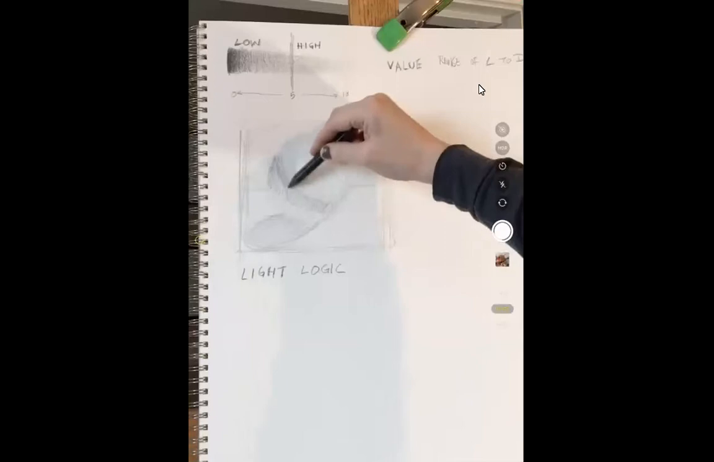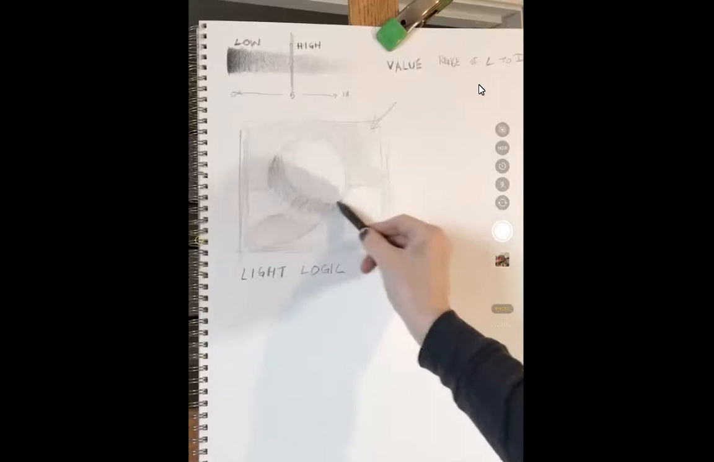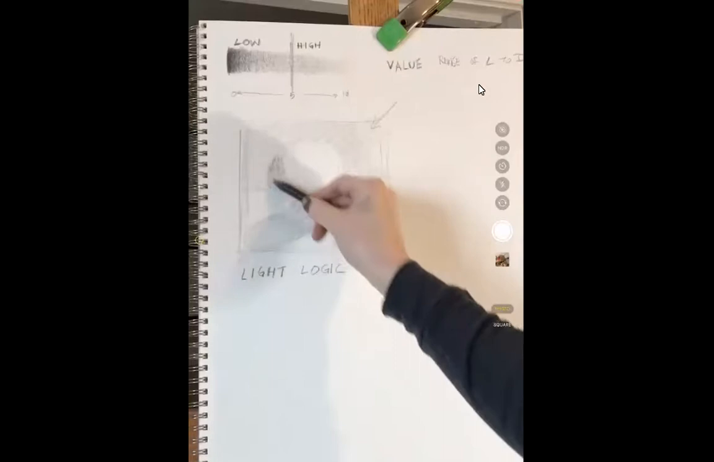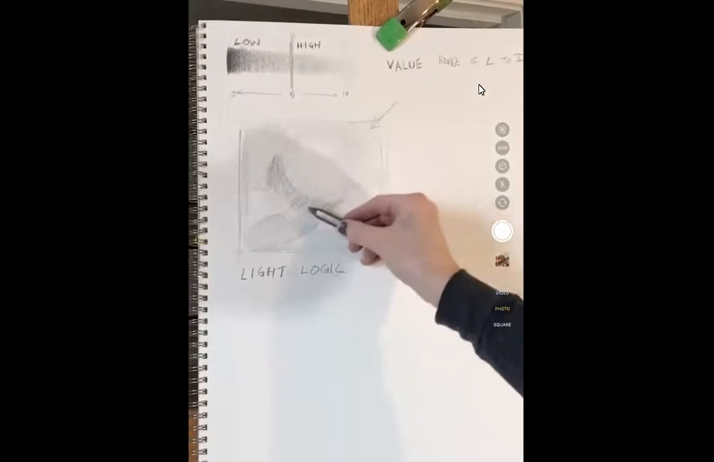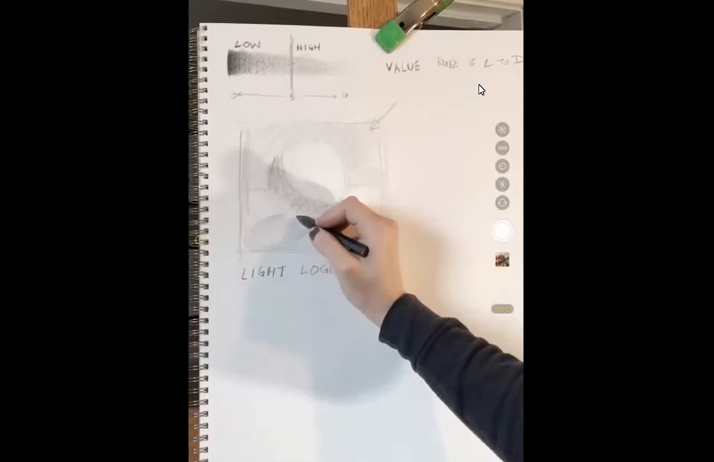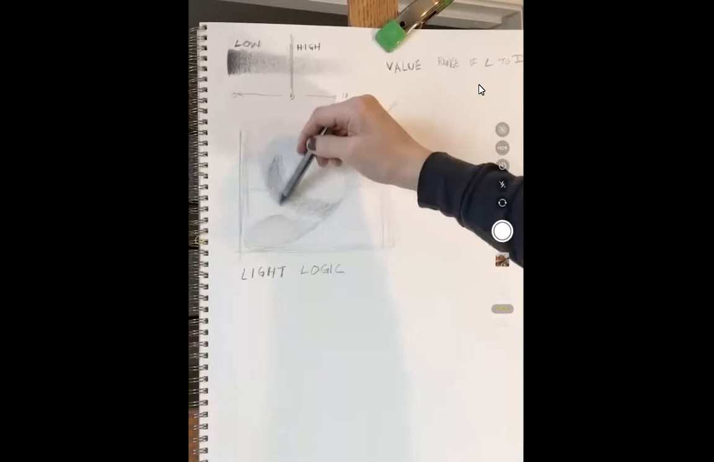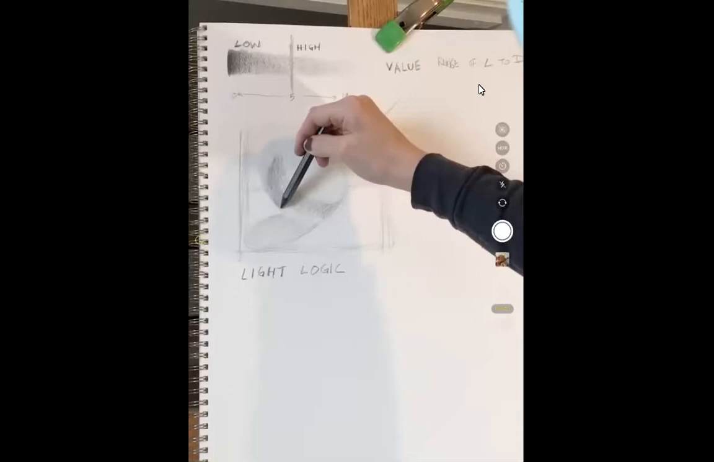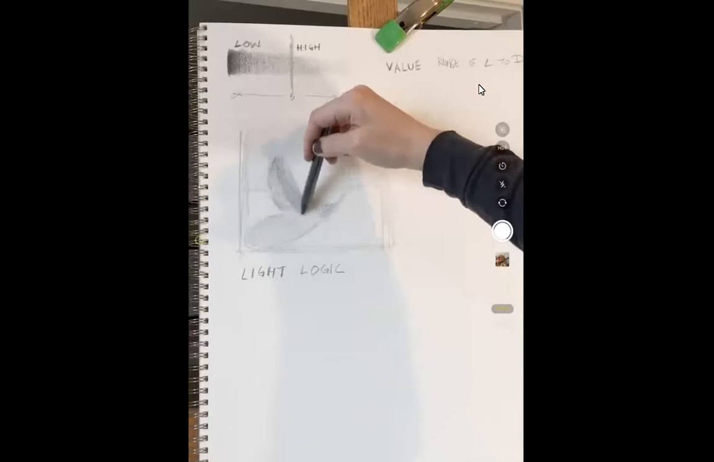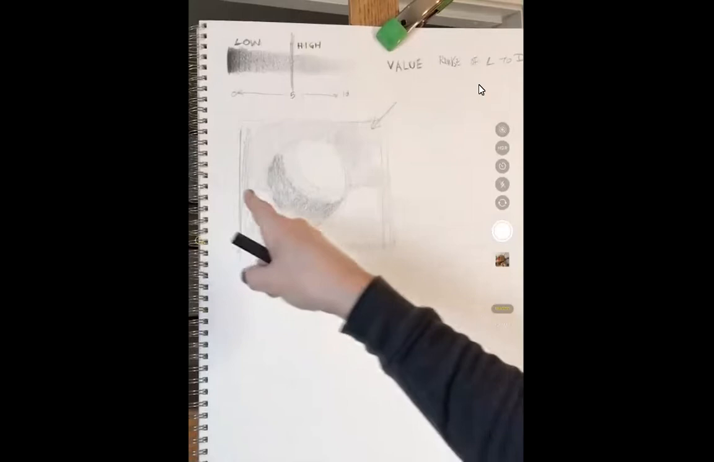Don't take it all the way down to the bottom. Okay, like that. The reason you're not going to take it all the way down to the bottom is because light bounces from the surface to the ball to create reflected light. So as you blend it down, this side over here will be a bit darker because it's not touching the surface. And so in here, you can see that there's still some light from that reflected light.